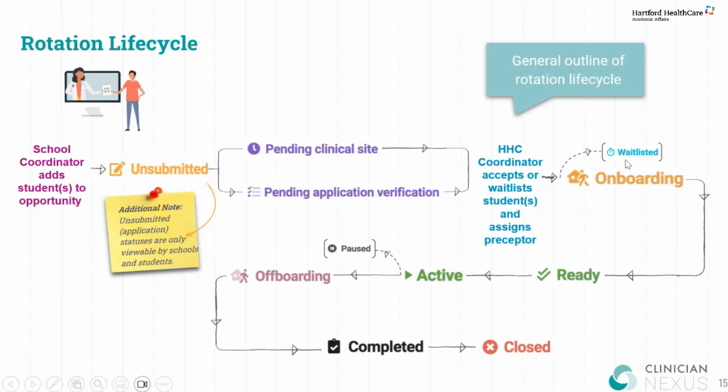So that's if they are accepted. There's also an optional waitlist option. If you're not sure if you'd be able to take them, but you don't want to close out the request altogether and you want to wait to see if you might have availability, there's that option.